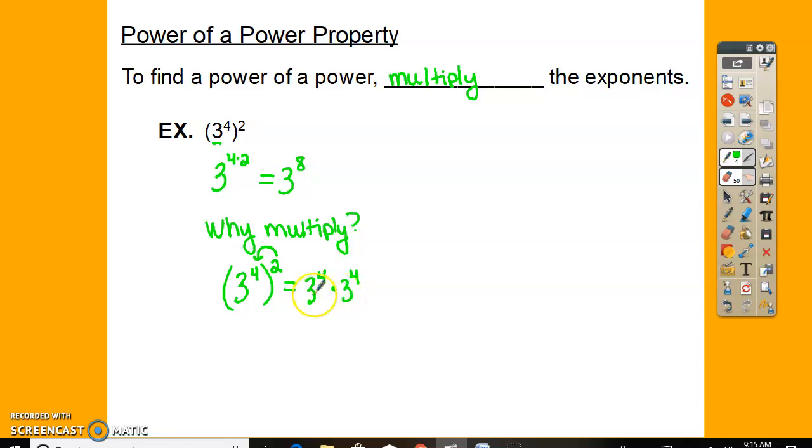So now this is the same as our last property. I was multiplying something together that had the same base. So the base stayed the same, and the shortcut there was to add the exponent. So it's 3 to the 8th power, which is the same exact answer that we got originally. So this is just the work to show why we can multiply the exponents. Right? Remember, an exponent is showing you how many of something that you have. So since this 3 to the 4th power is being raised to the 2nd power, that means I have 2 of these. So 3 to the 4th times another 3 to the 4th, I can just add those exponents together. Right? So let's look at a few examples of that.